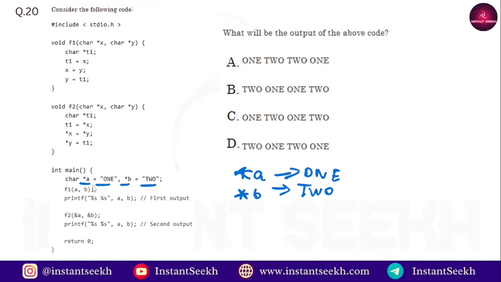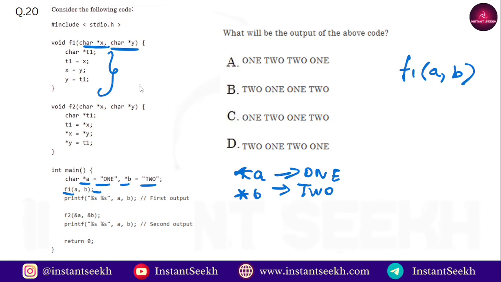Now function f1(a, b). So what happens when we call function f1? We are calling function f1(a, b). With a and b passed by value, the pointers themselves are copied. Here we are creating a copy.